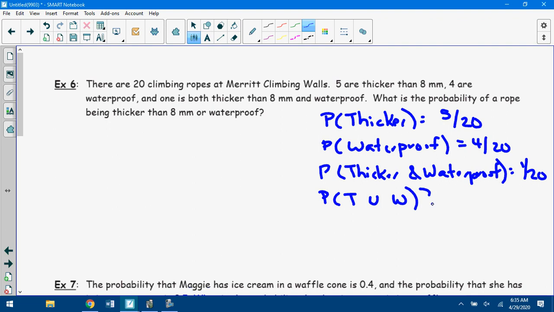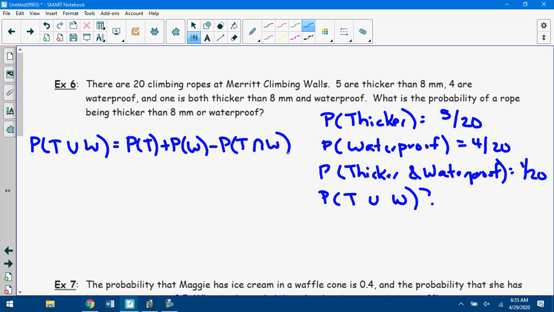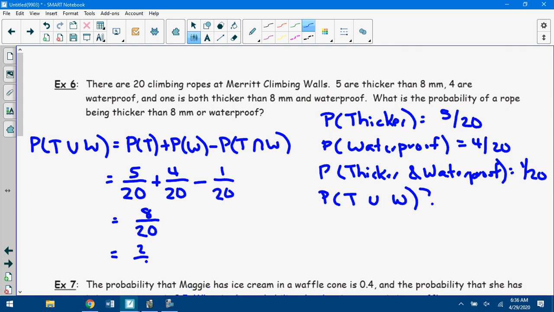Okay, so get used to formulas. Probability of thicker or waterproof would be equal to probability of thicker plus probability of waterproof minus the probability of thicker and waterproof. Do we have all that information? Yes, we do. So we don't need a table, we can just plug it right in. 5 out of 20 plus 4 out of 20 minus 1 out of 20. So that's 5 plus 4 is 9, minus 1 is 8 out of 20. Reduce that, take 4 out of each, 2/5.